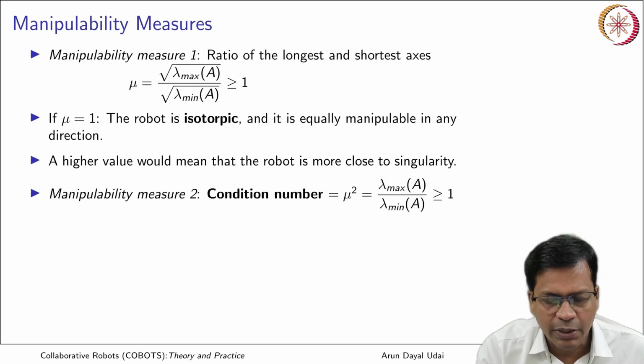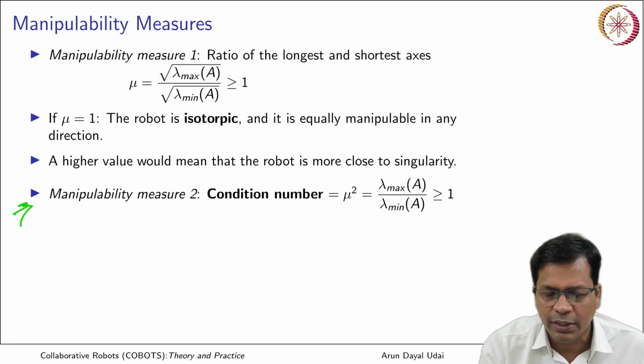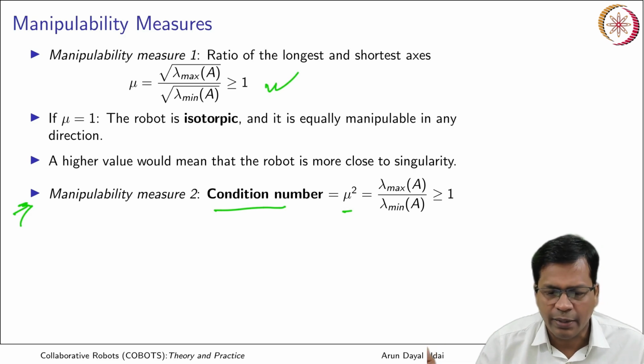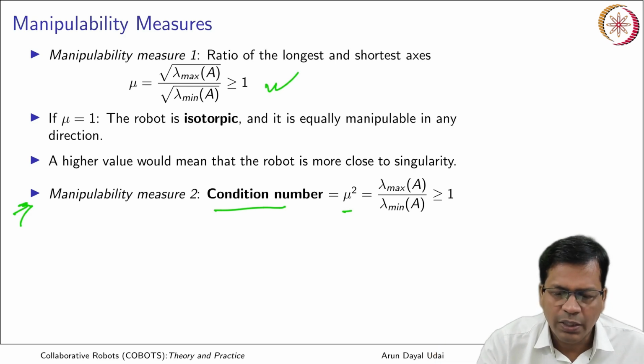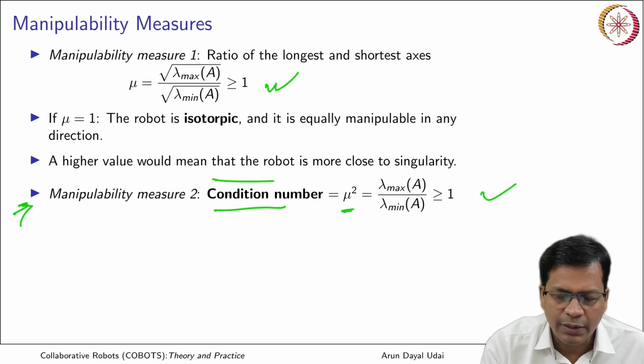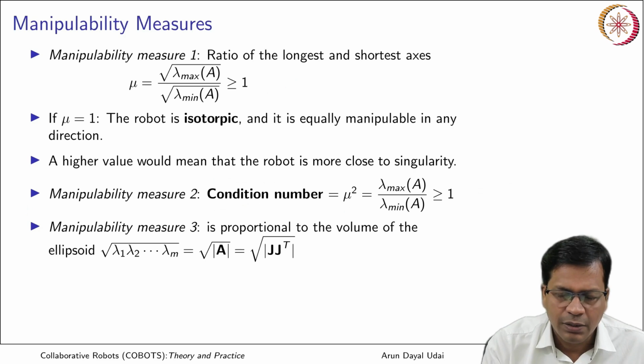Manipulability measure 2 is a condition number, mu square, it is nothing but the square of this. So these researches were all reported differently at different times. They look similar, but they were originally defined by different people of interest. So mu square is equal to this, that is known as the condition number. This again is a measure of how close it is to the singularity.